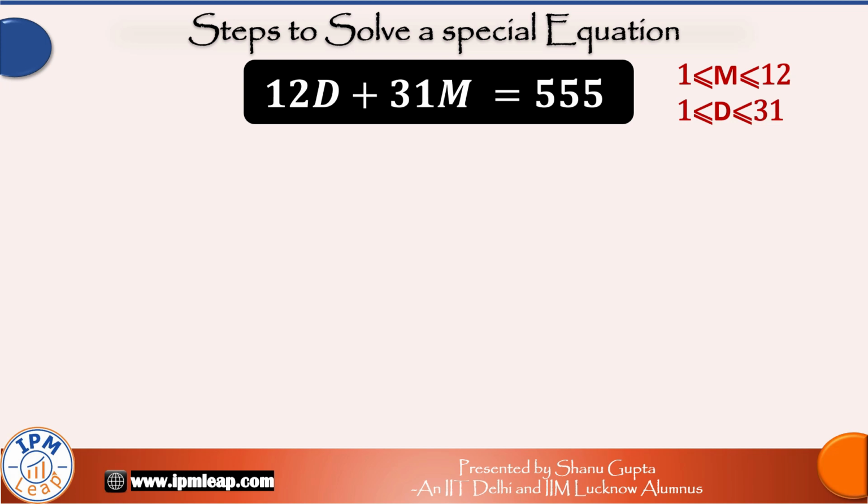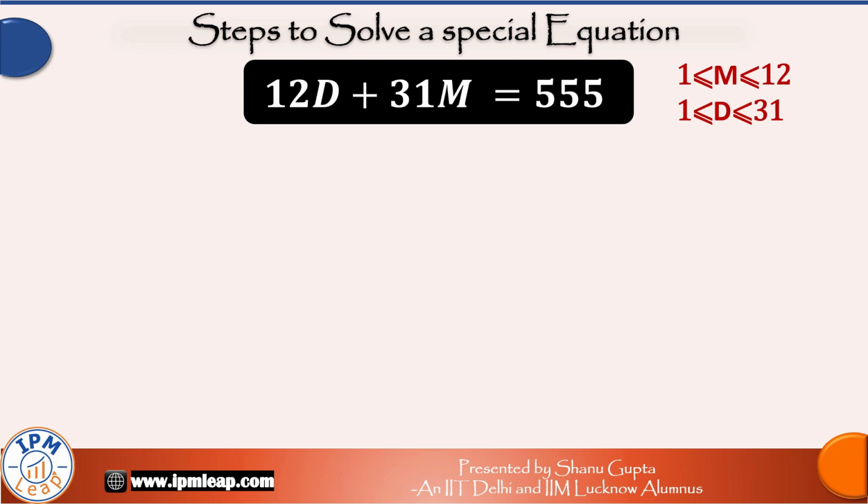Okay, so guys, two variables generally require two linear equations for a unique solution. But in this case, we have only one. Nonetheless, this is a special equation where variables are integers. So we will have only a few possibilities and very likely a unique solution for our birth date. So how do we solve a special equation?